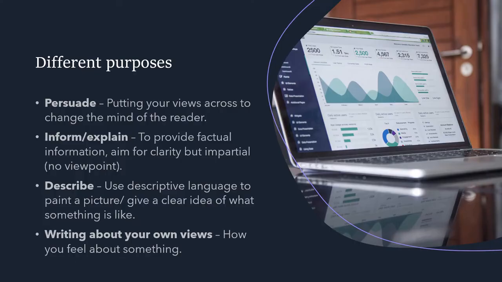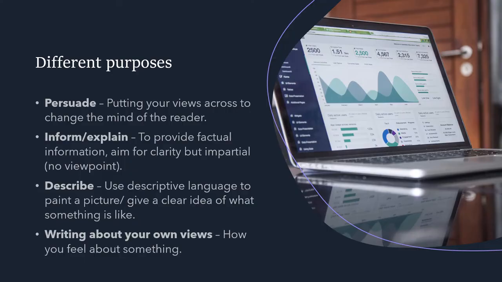Next we have describe. So that's when we use descriptive language to paint a picture, to give a clear idea of what something is like. So you could do something like describe your first day starting at a new college, and you'd be talking about the feelings and the experience of that. Next, you have write about your own views, and that's just about how you feel about something. That's a deeply personal purpose.